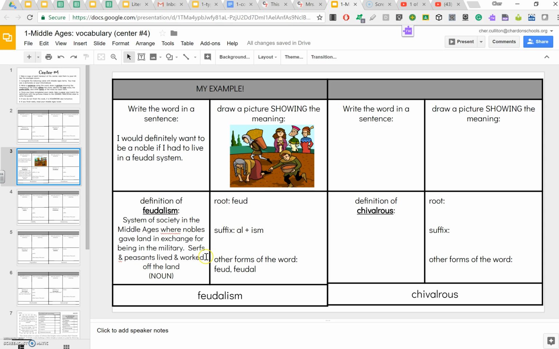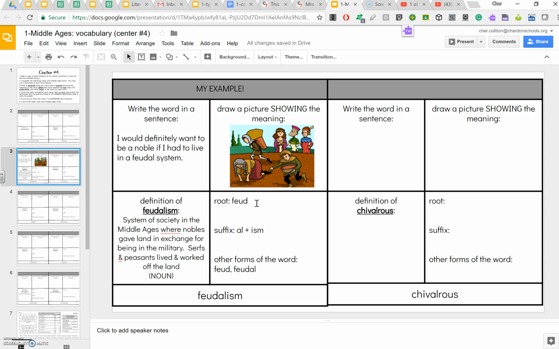And then you would have different people on your land that would work for you. Serfs and peasants were allowed to live on the land as long as they worked it. This is a noun. So I thought of a sentence I could use. I would definitely want to be a noble if I had to live in a feudal system. And so here's a picture. I have some lords over here, and then the serfs and the peasants who are working the land.